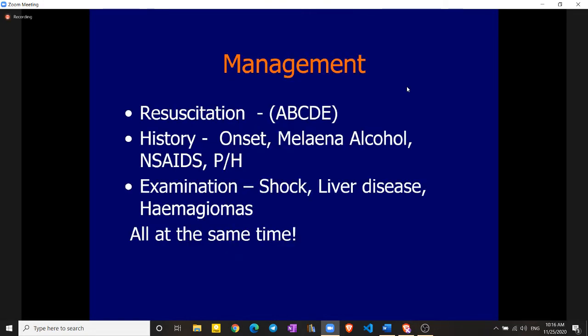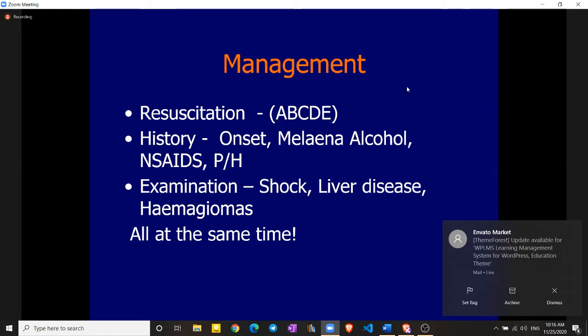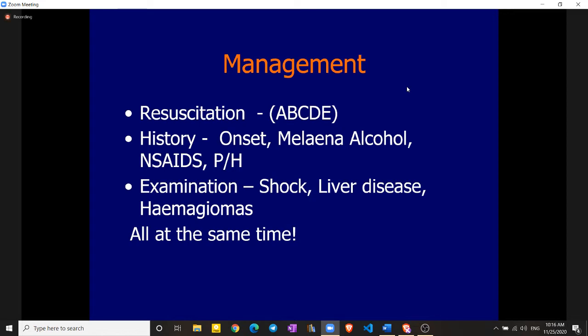Next slide. Right, so resuscitation, that's important. A, B, C, D, E. History. This is very, very important. Even for the acute management of a bleed, the history is very important. Sometimes the patient may be unconscious. Sometimes if the patient is conscious, you can ask the patient. So was the onset abrupt? Was there melena? Was there alcohol history? Was it fresh blood? If it's fresh blood, it's more likely from the esophagus, right? If it is altered blood, it's more likely from the stomach.